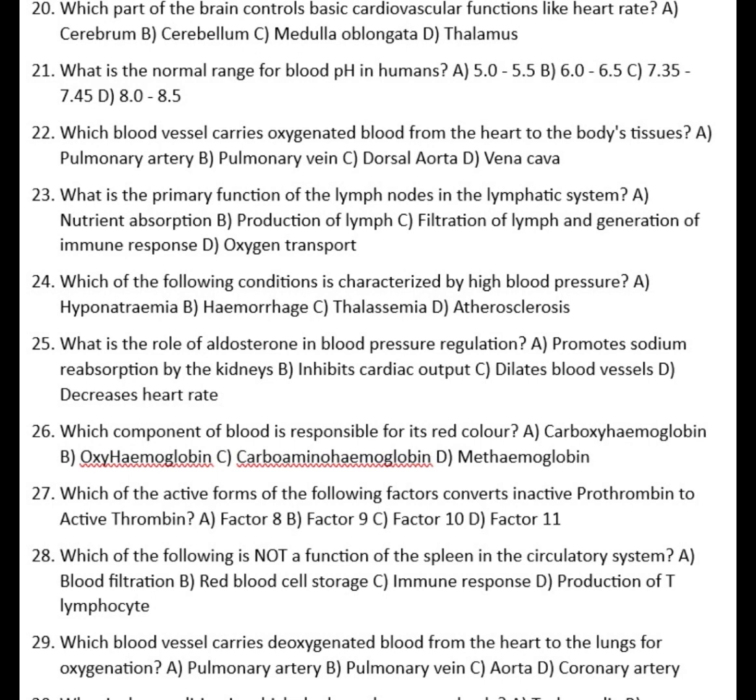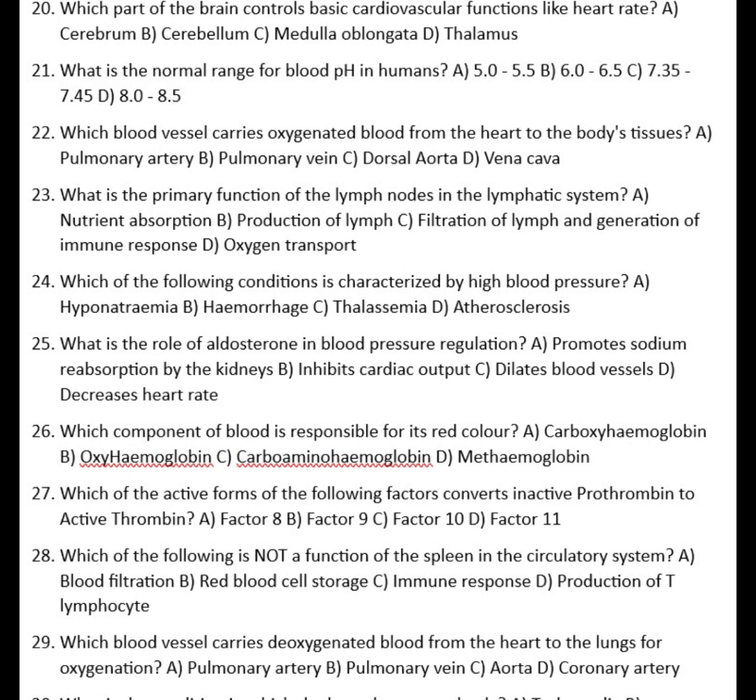21. What is the normal range for blood pH in humans? A. 5.0 to 5.5. B. 6.0 to 6.5. C. 7.35 to 7.45. D. 8.0 to 8.5. 22. Which blood vessel carries oxygenated blood from the heart to the body's tissues? A. Pulmonary artery. B. Pulmonary vein. C. Dorsal aorta. D. Vena cava.